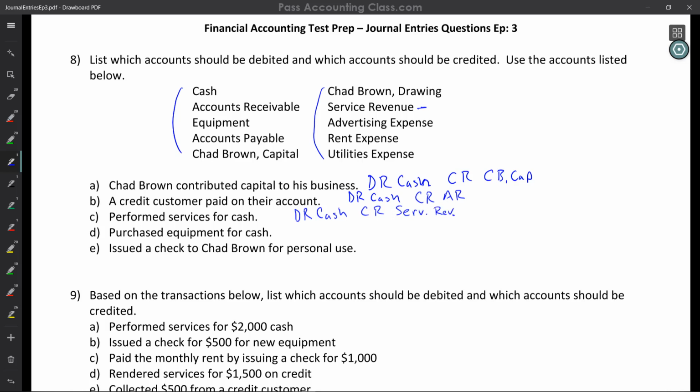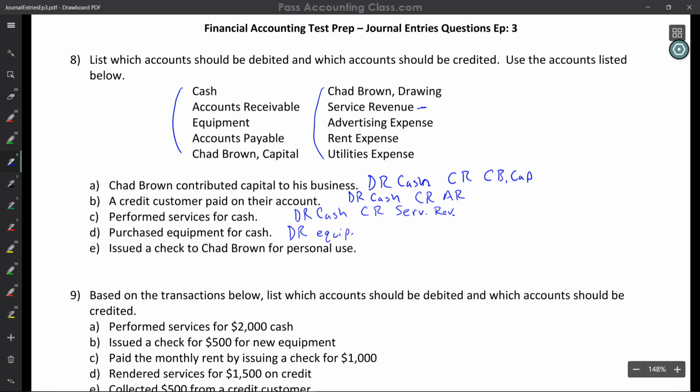For item D, it states purchased equipment for cash. Equipment is an asset. Our equipment balance is going to be higher than it was before, so it increased. We increase the balance of that equipment account, that asset account, by debiting it. So we're going to debit equipment.